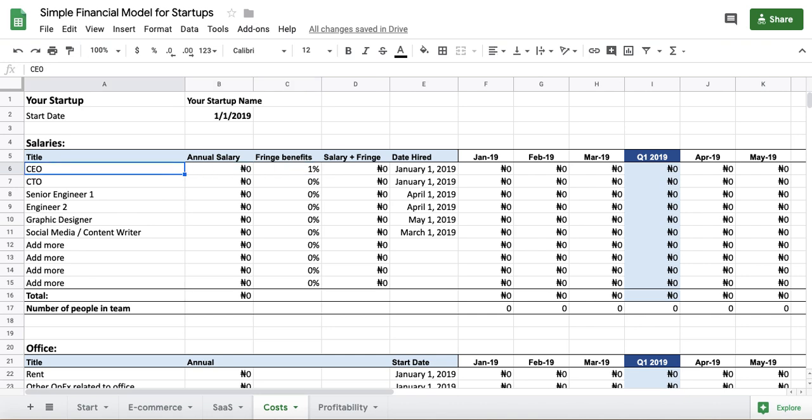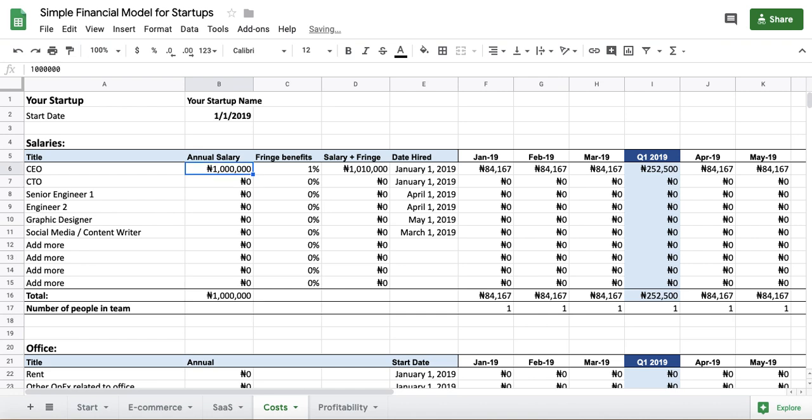So let's say a lot of people either don't pay or highly underpay their top management. Usually the CEO is a founder. So if you pay yourself a salary, then you would put here what the annual salary should be. Let's say as a CEO, you're going to be paying yourself 1 million naira a year.